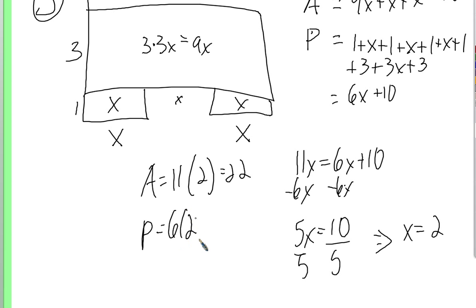6 times 2 plus 10, 12 plus 10, 22. Naturally, it's 22, just like the area, because they're the same. Their values are the same. Now, this 22 is in inches, no, feet, I think. Feet squared for the area, and this is in feet. Okay.